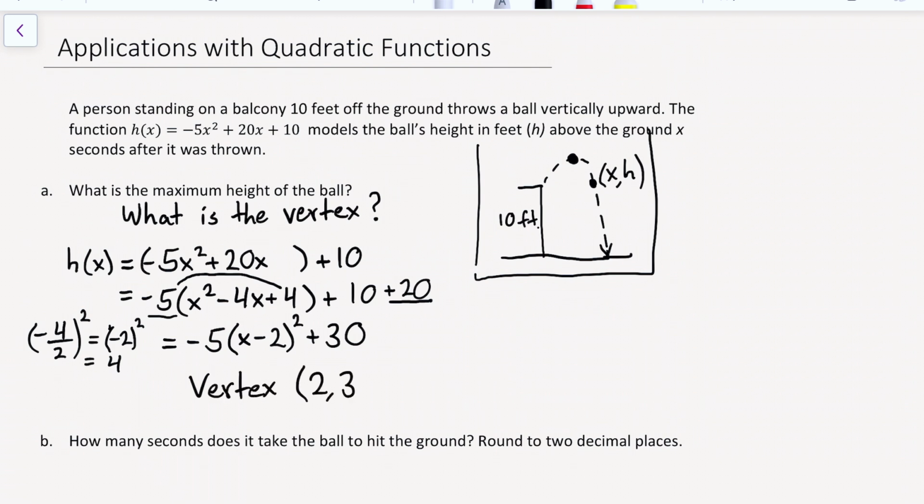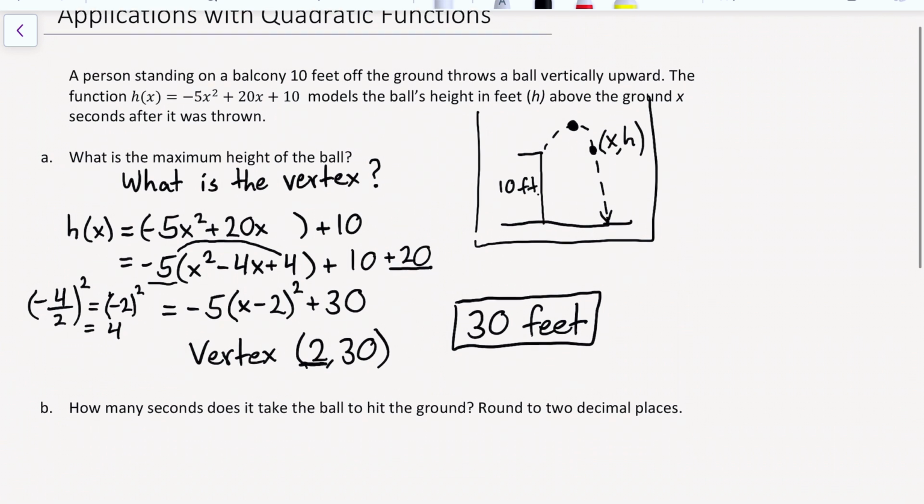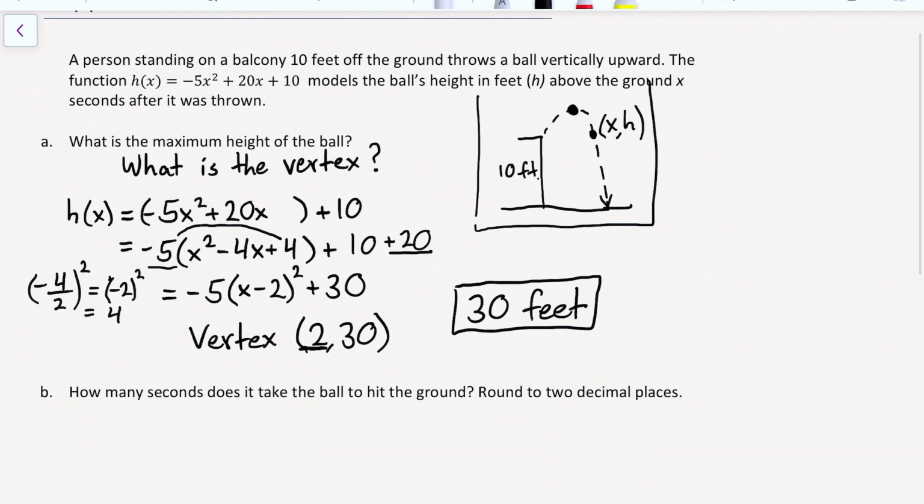The vertex of this function is at (2, 30). So what is the maximum height of the ball? 30 feet off the ground. If they had asked how long does it take to reach that maximum height, the answer would be 2 seconds. That's the x value of our vertex.